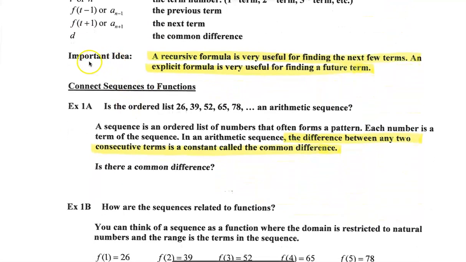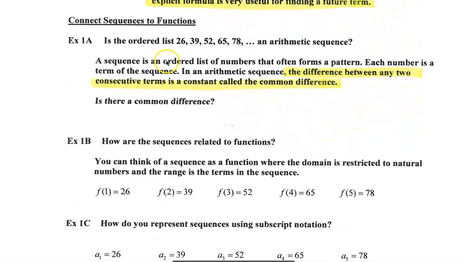So again, important ideas to recap. A recursive formula is very useful to find the next few terms. So if I want to find the next 2 or 3 terms, a recursive formula is great. An explicit formula is very useful to find the future terms. So if I want to find the 30th term or the 50th term, we're going to use an explicit formula.